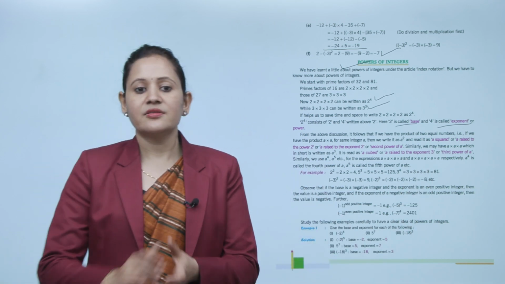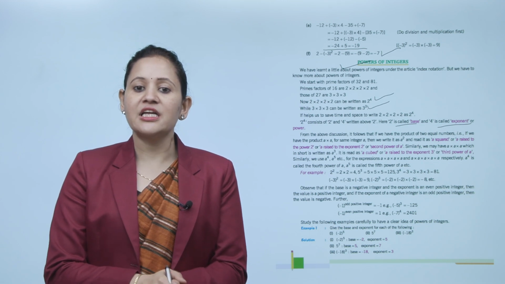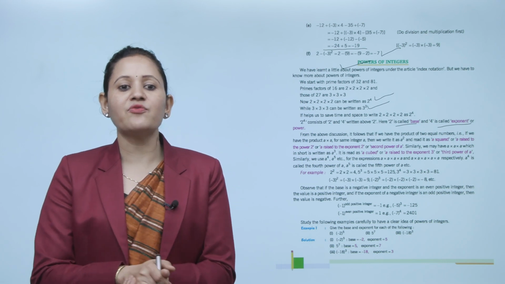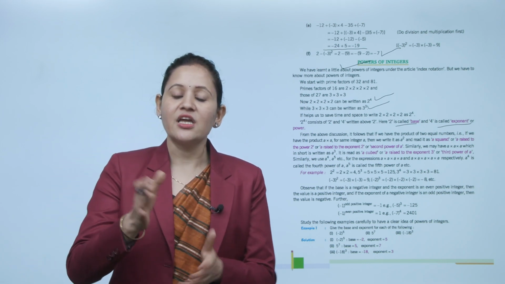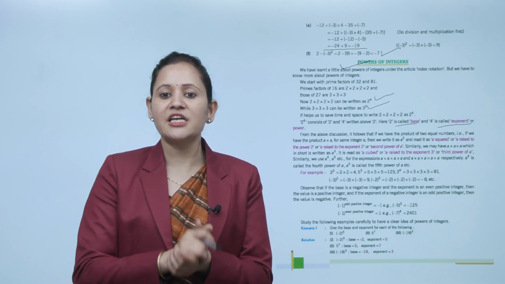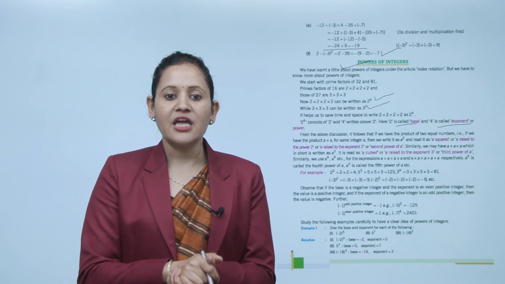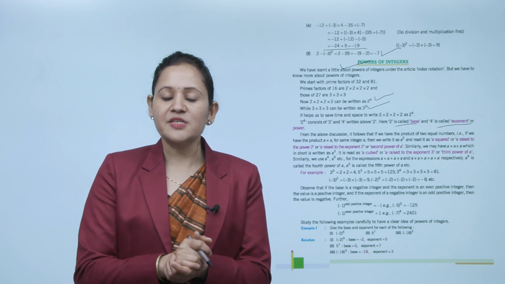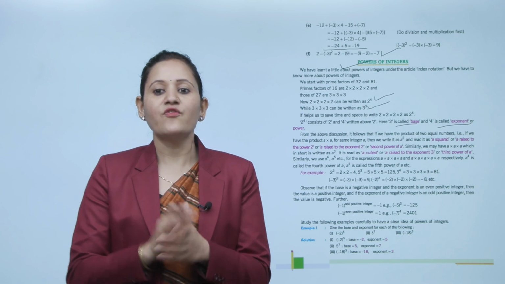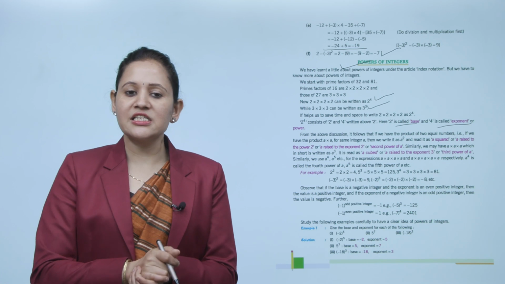Clear? Next, from the above discussion, we follow that if we have the product of two equal numbers, for example, a into a, the same integer a, then we write it as a to the power 2 and read it as a squared or a raised to the power 2, a to the exponent 2, or the second power of a. Similarly, we may have a into a 3 times, which is written in short as a to the power 3.